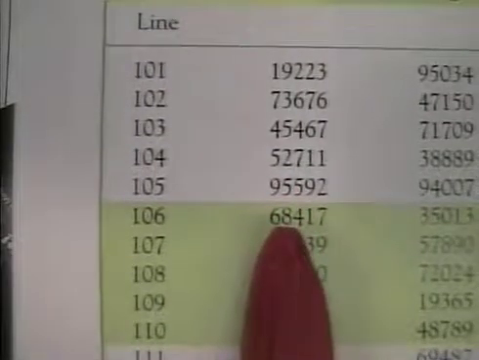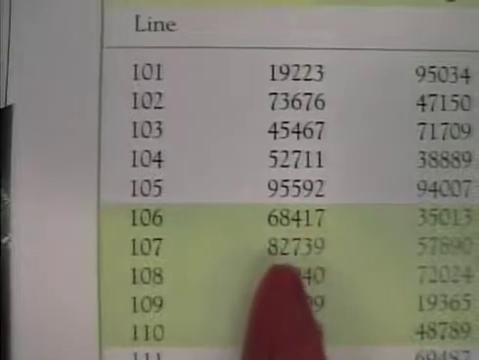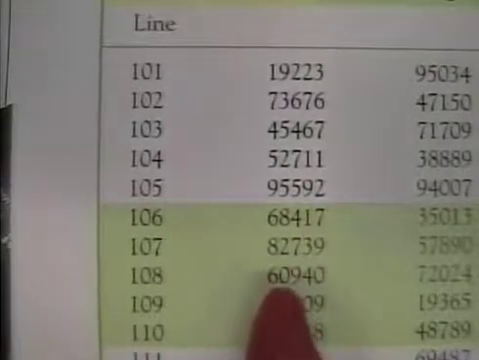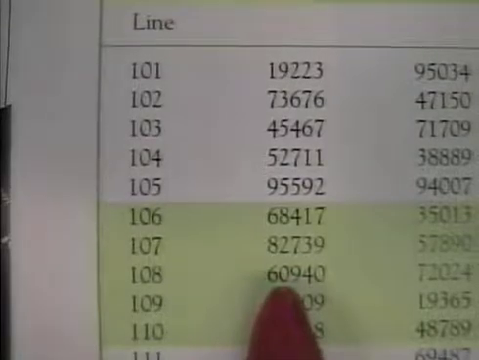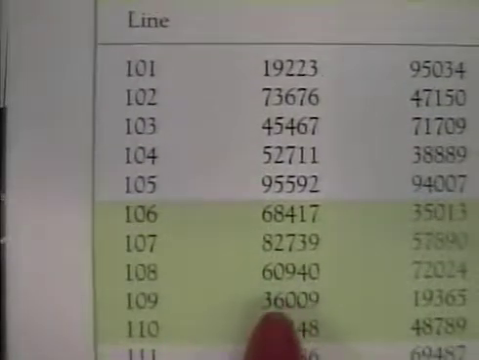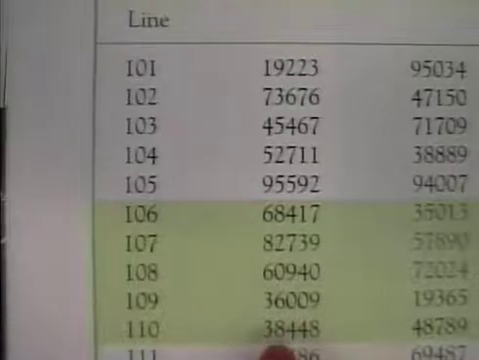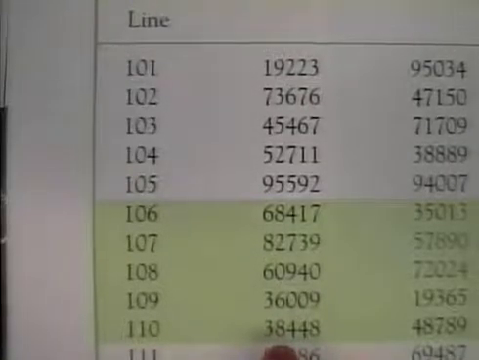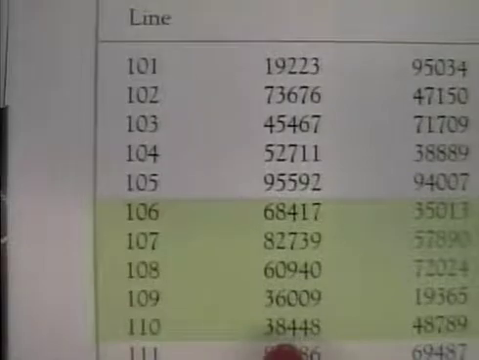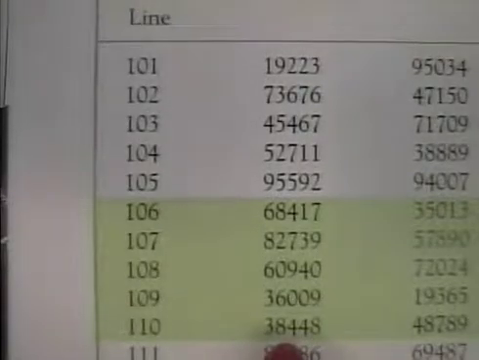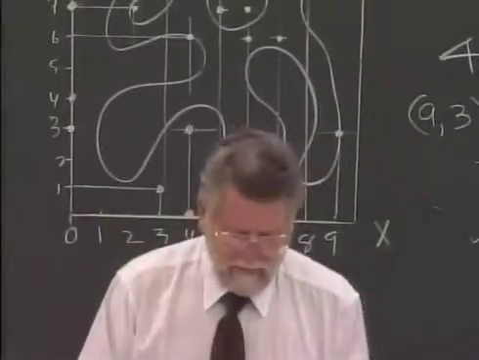Next pair, 6, 8. Next pair, 8, 2. Next pair, 6, 0. Next pair, 3, 6. Next pair, 3, 8. We got them? So 1, 9, 7, 3, 4, 5, 5, 2, 9, 5, 6, 8, 8, 2, 6, 0, 3, 6, 3, 8. Okay, we've got them.